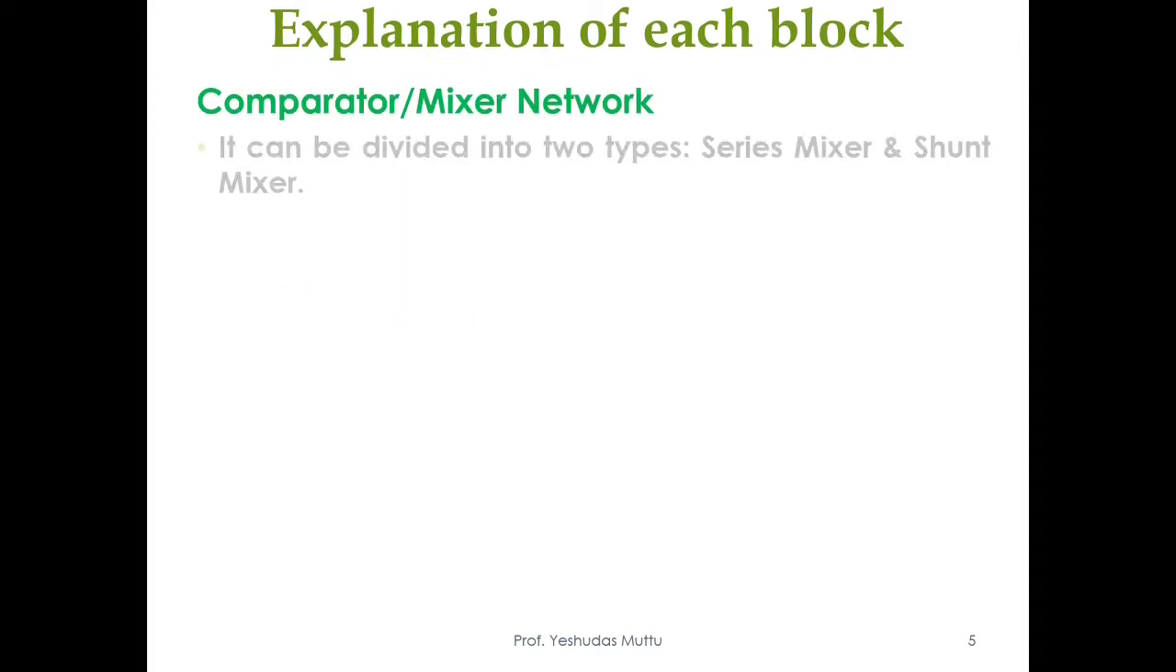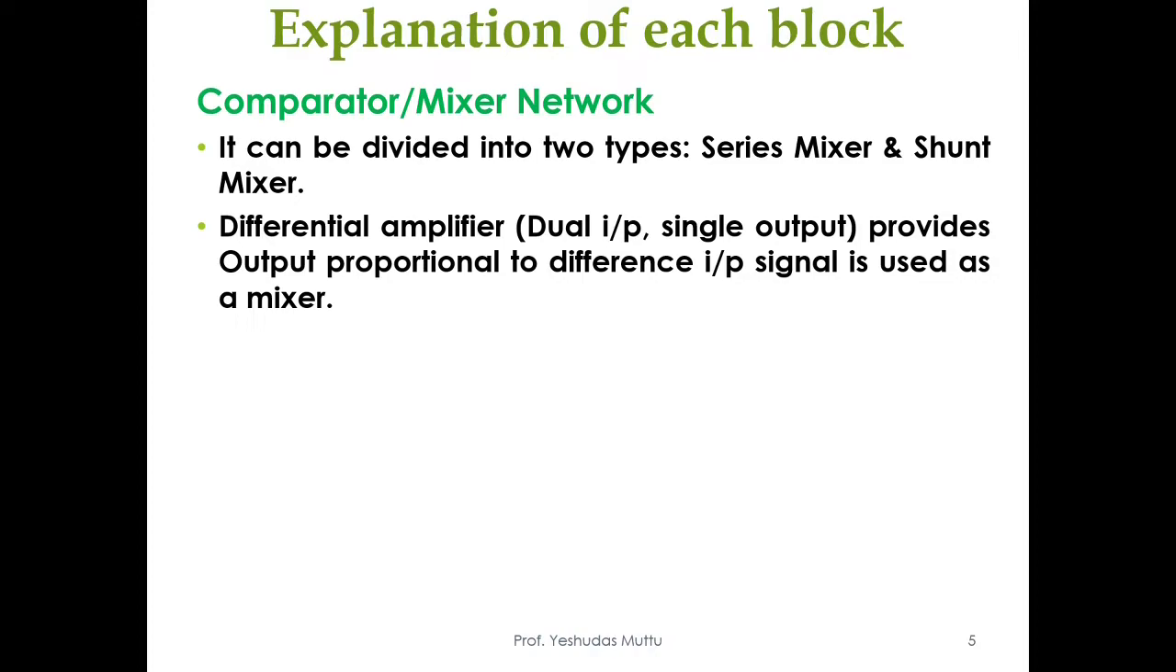Just like your sampling network, the comparator or the mixer network is divided into two types, series mixer and shunt mixer. Now you all know that comparator literally means that it needs to compare something, right? So for the comparator block there are two inputs. Which are the two inputs? First input is the main input, which is coming from the source. It can be either Vs or Is.